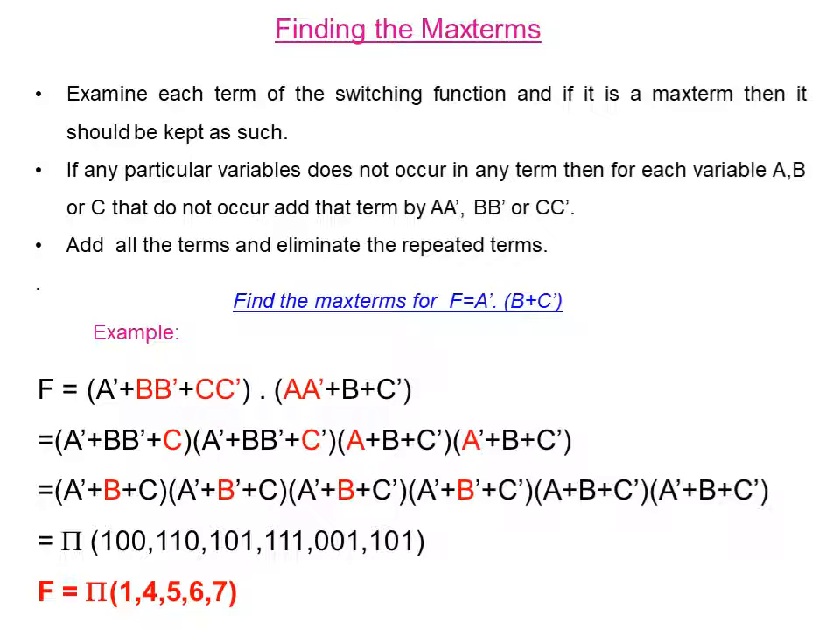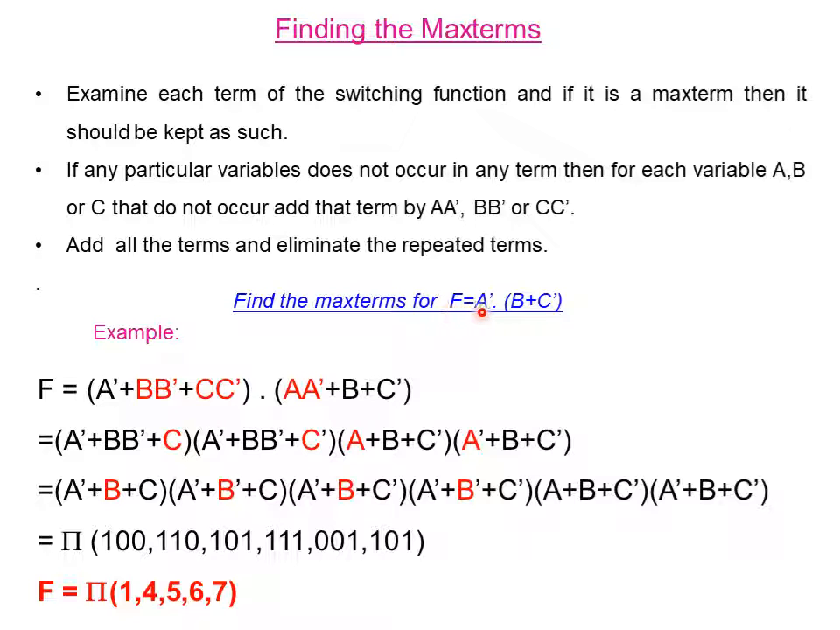Suppose if A variable is missing, then we have to add A dash. If B is missing, then we need to add B dash, or if C is missing, then we need to add C dash. Then we have to combine all the terms and eliminate the repeated terms. Now let's see one example.